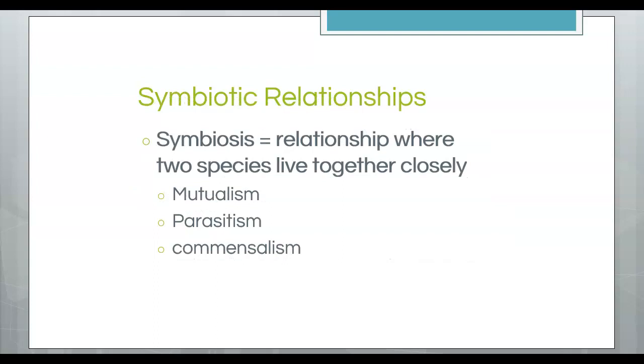The last types of biotic interactions are symbiotic relationships, or symbiosis. Symbiosis is the relationship where two species live closely together. Symbiotic mutualism means that both organisms benefit. Symbiotic parasitism means that one organism benefits and the other one is harmed. Symbiotic commensalism means that one organism benefits and the other organism is neither helped nor harmed.